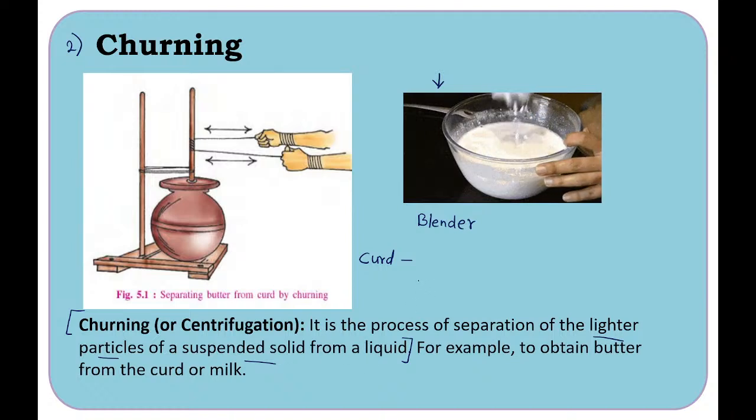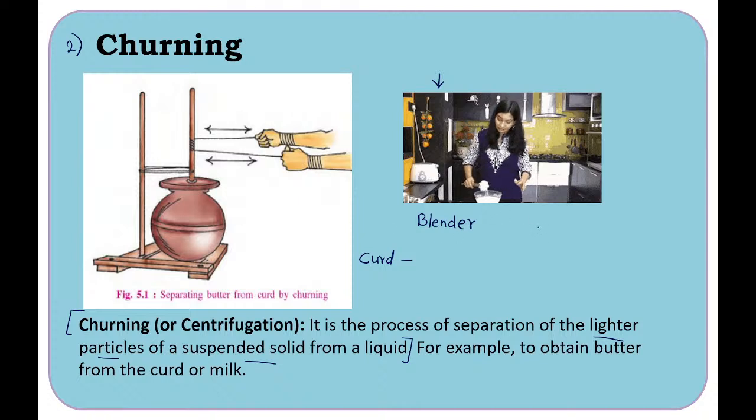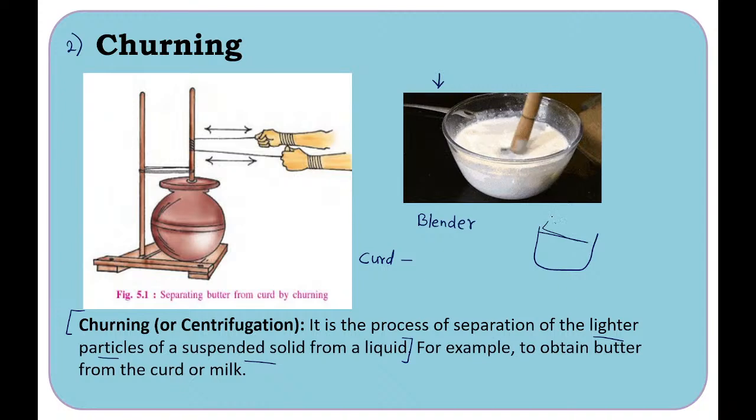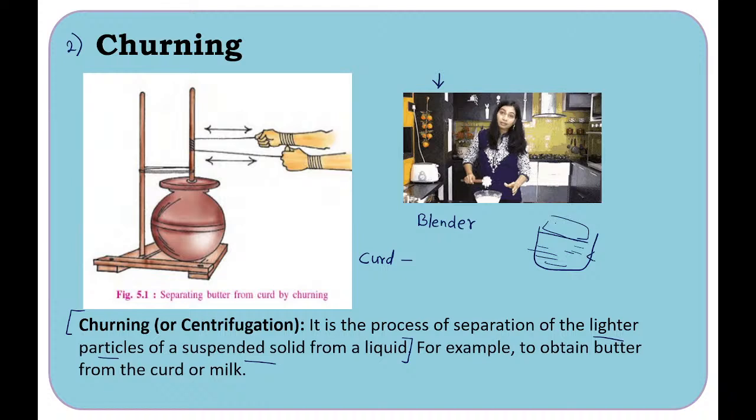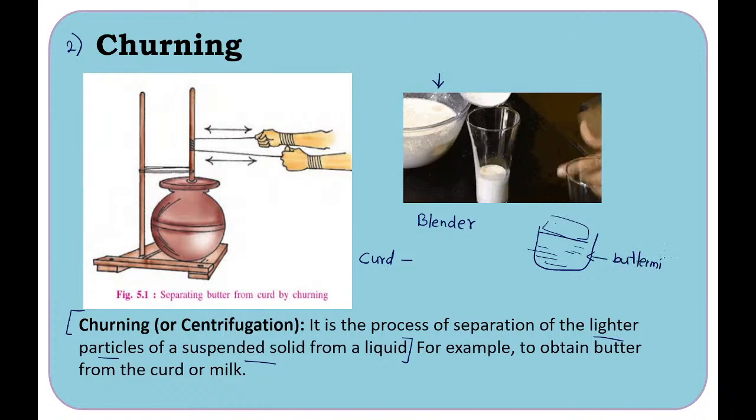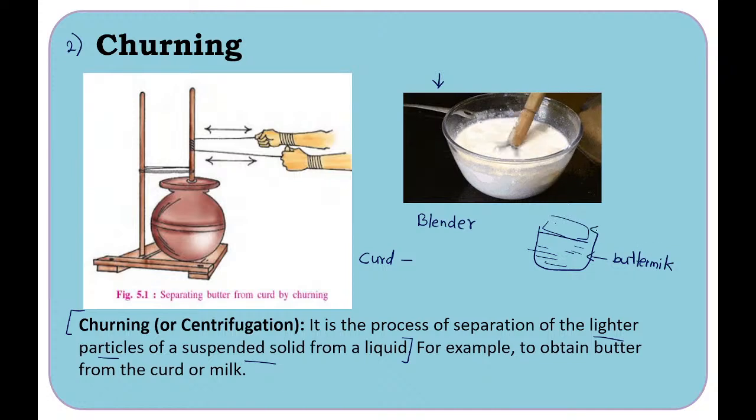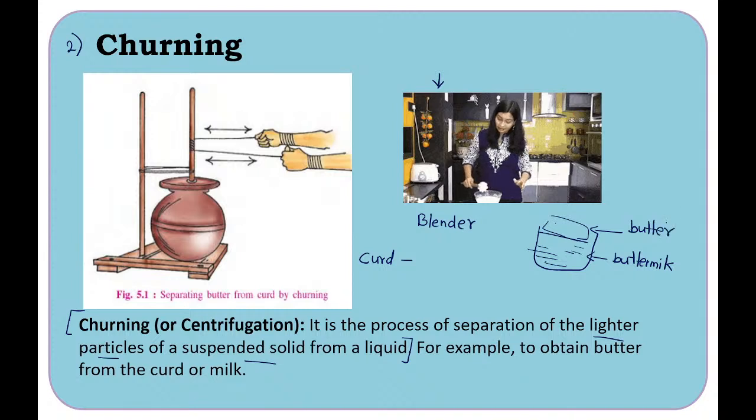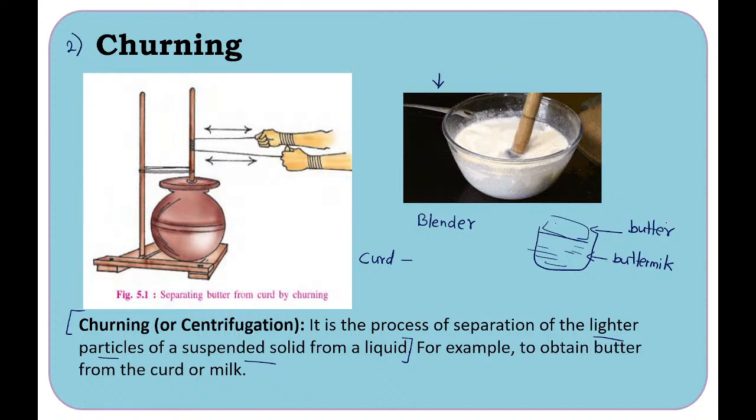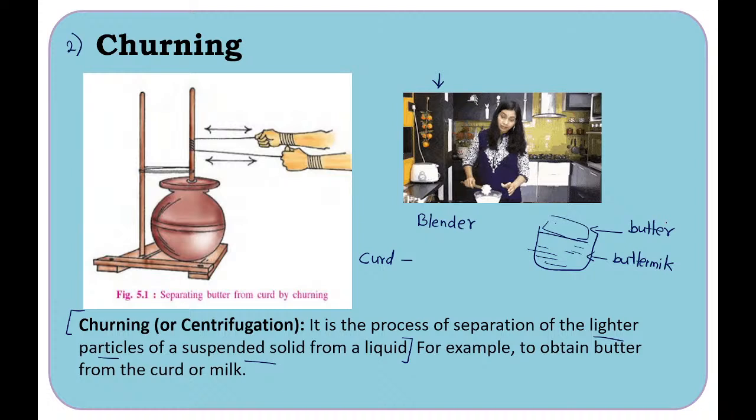So we get the butter separated. Suppose this is the curd: the butter will get separated and you have a liquid component down, that's the buttermilk. So churning can be used to separate butter from the buttermilk. You may get a question in the exam: what is churning and where do you use it? Churning is a method of separation. It is used to separate butter from the buttermilk.